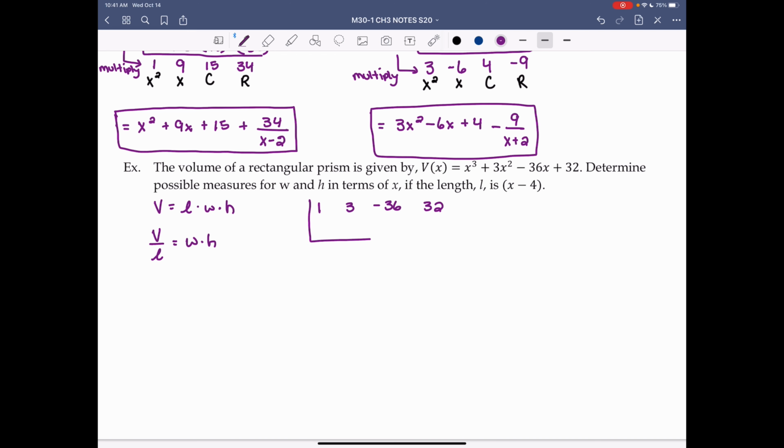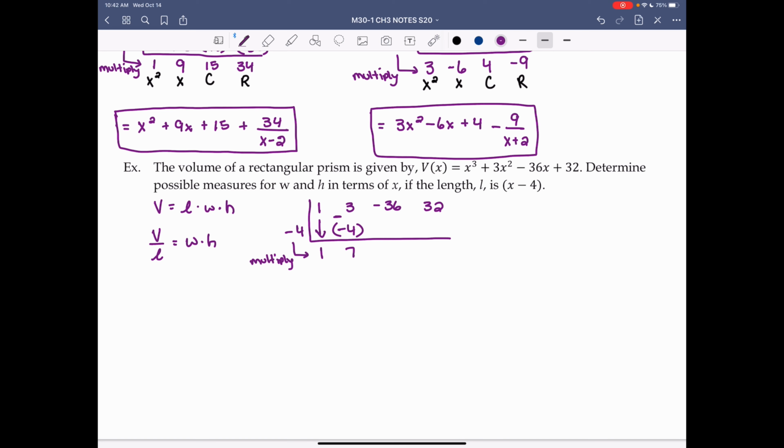Draw my L shape. Our divisor is x minus 4, so I'm writing minus 4 on the outside of the L shape. Dropping down that first coefficient, and then multiplying. Negative 4 times 1 is negative 4. Then we subtract inside. 3 minus negative 4 is 3 plus 4, which is 7.